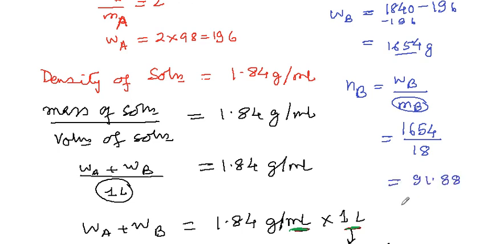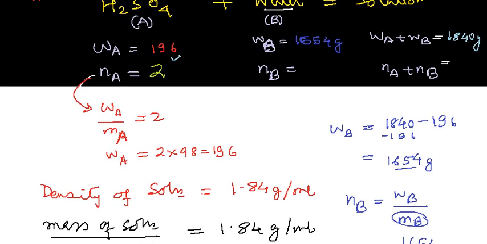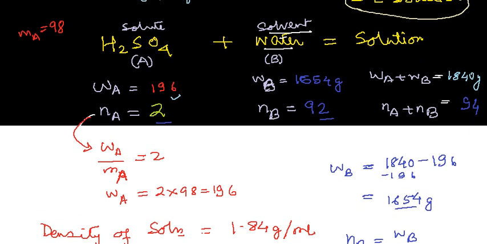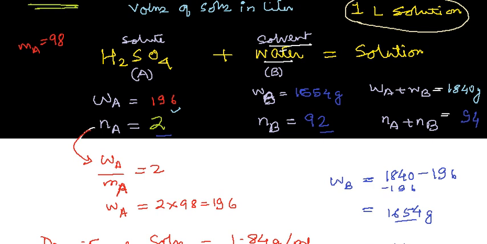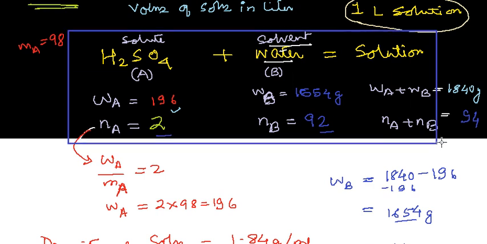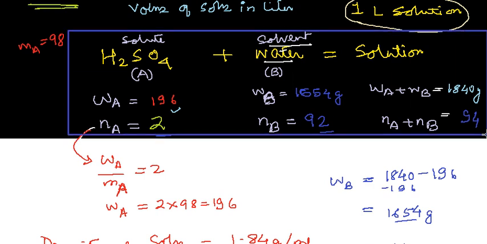1654 divided by 18 is 91.88. For our convenience, let's just take a round figure. So let's say this is 92 mole. So the number of moles of B that we have is 92. Together 92 and 2, it would be 94 moles in the solution. Now once we are ready with this table, we can move ahead and convert it into any term that we wish.